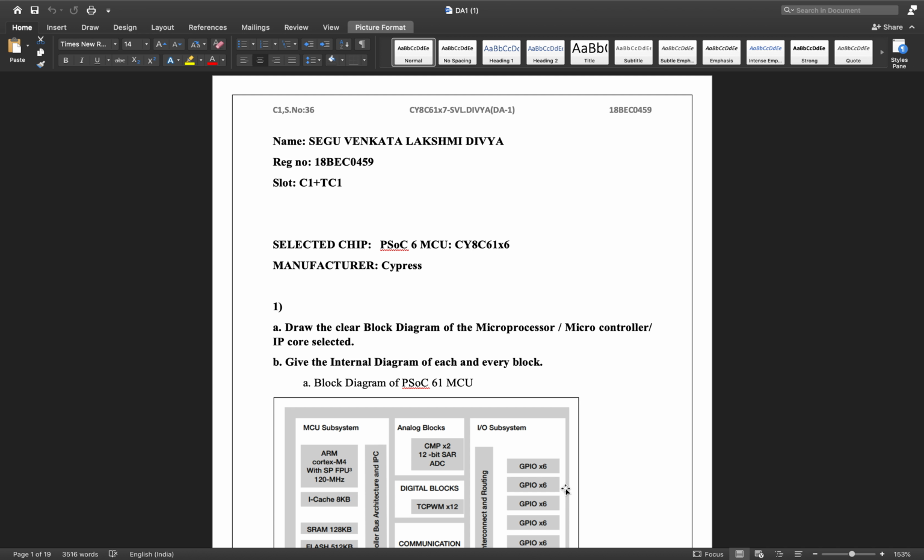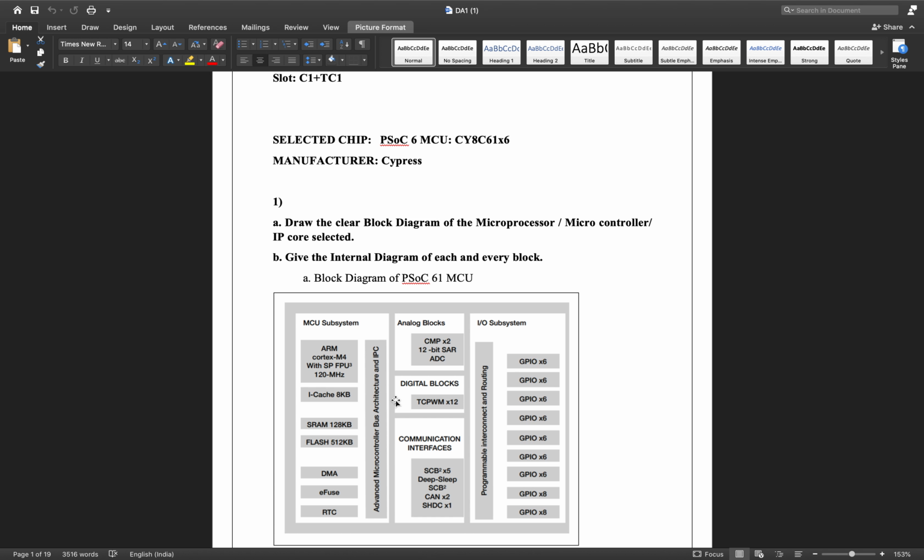For this I have to choose a microcontroller and microprocessor, and I have chosen the CY8C61X7, a microcontroller manufactured by Cypress. The datasheet taken for reference is dated June 2020. For drawing the block diagrams I have used Pages, as it is the default option on Mac OS.